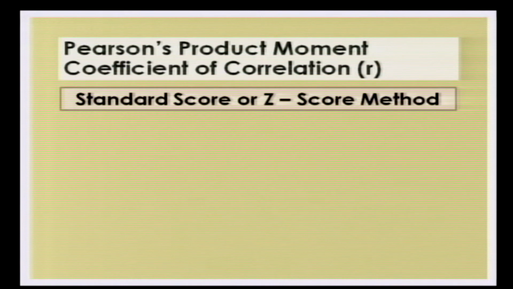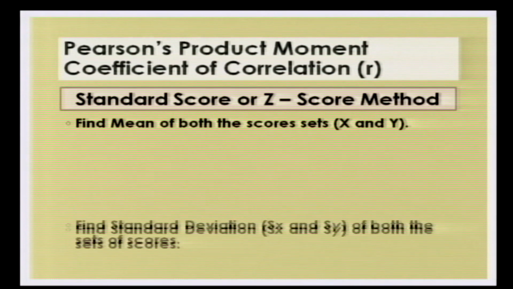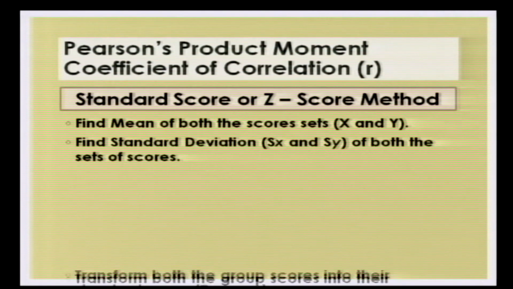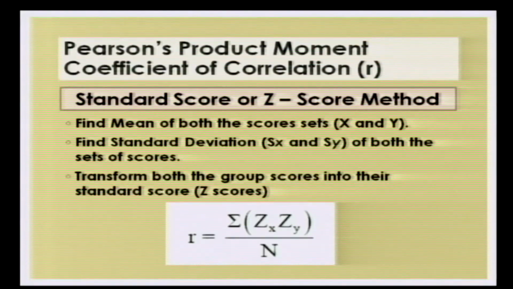The third method to calculate the Pearson coefficient of correlation is the standard score method or z-score method. For this method, first we calculate the mean of both the score sets, x and y. Then we find the standard scores of both sets, meaning we convert the raw scores into standard scores. So first we need the mean, then you calculate the standard deviation. After calculating the mean and standard deviation, you convert every score into a standard score or z-score, and after that you apply a simple formula r equal to sigma zx into zy over n.